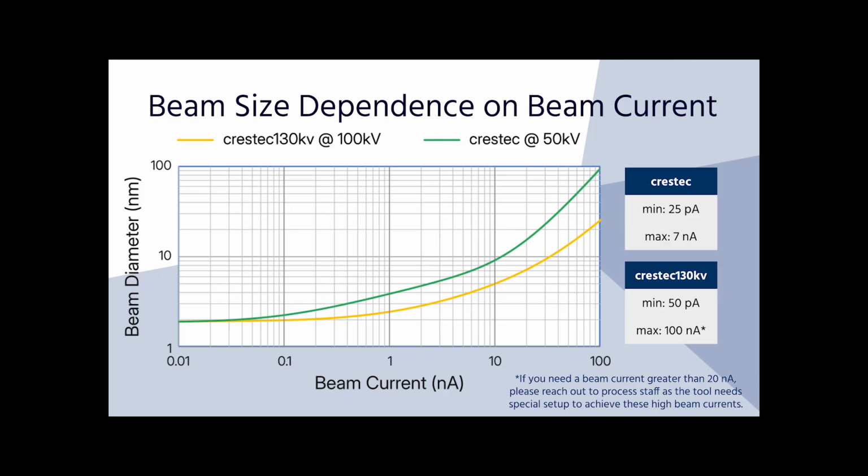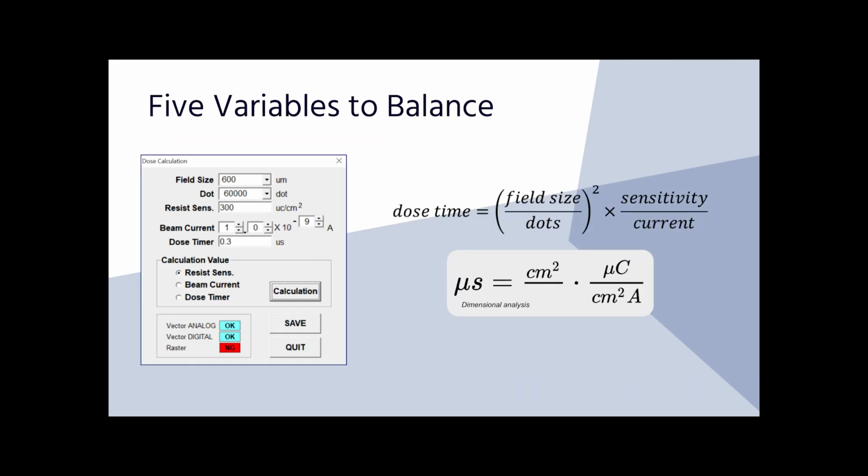But note that if you need beam currents in excess of 20 nanoamps, you need to reach out to the process staff, as this does require some staff level setup to achieve. Returning to our balance equation, the next pieces that we will consider are how the choice of field size and the number of dots per field impact your write.